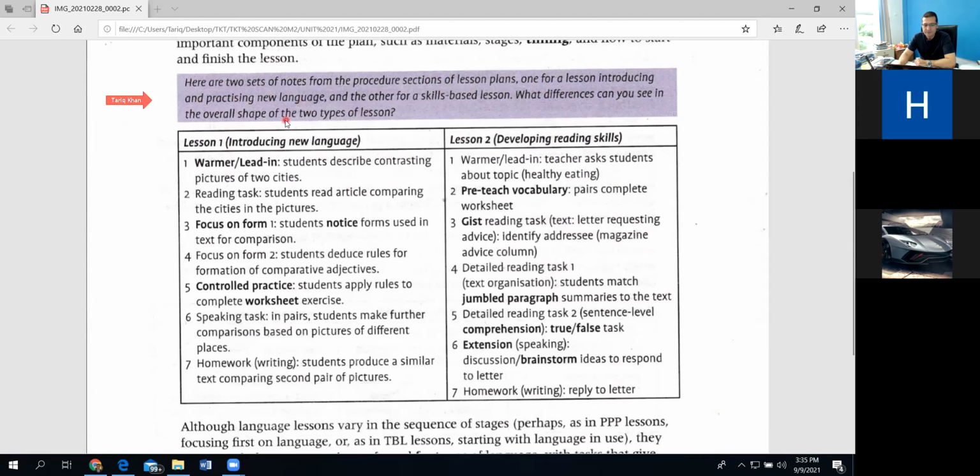What they say is, one is for practicing new language, which is lesson number 1, and the other is for a skills-based lesson. What differences can you see in the overall shape of the 2 types of lesson? Now, can you go through it for 2 minutes, spend a minute on each? Here is lesson 1 and lesson 2: introducing new language and developing reading skills. So one is skill developing, the other is language. You just go through that, 7 steps are there, and try to make up your mind what the difference is in these 2 procedures. 2 minutes only.